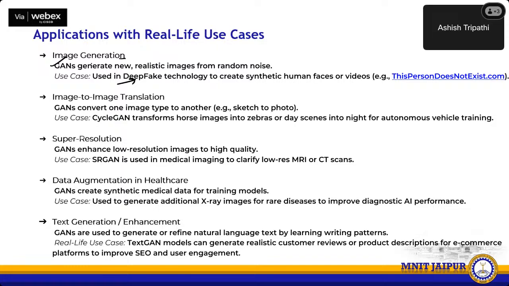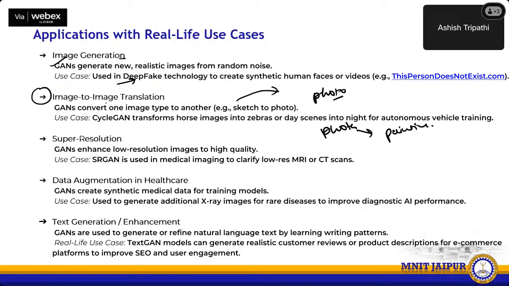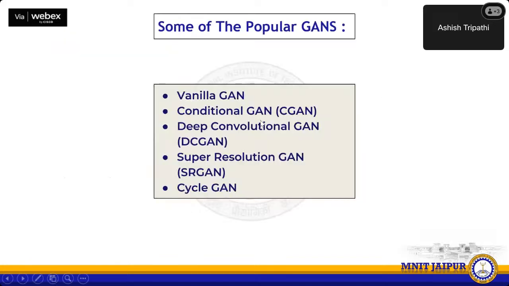It is image generation. The second use case is image to image translation. Image to image translation means, for example, I want to make a photo from a sketch, then we can use image to image translation. Or I want a painting of a photo: I input a photo and I want a painting of that photo. For that, CycleGAN is actually used. CycleGAN can be used to convert one type of image to another type of image. For example, I want to make a horse from a zebra, so I can use CycleGAN to convert a zebra to a horse or vice versa.